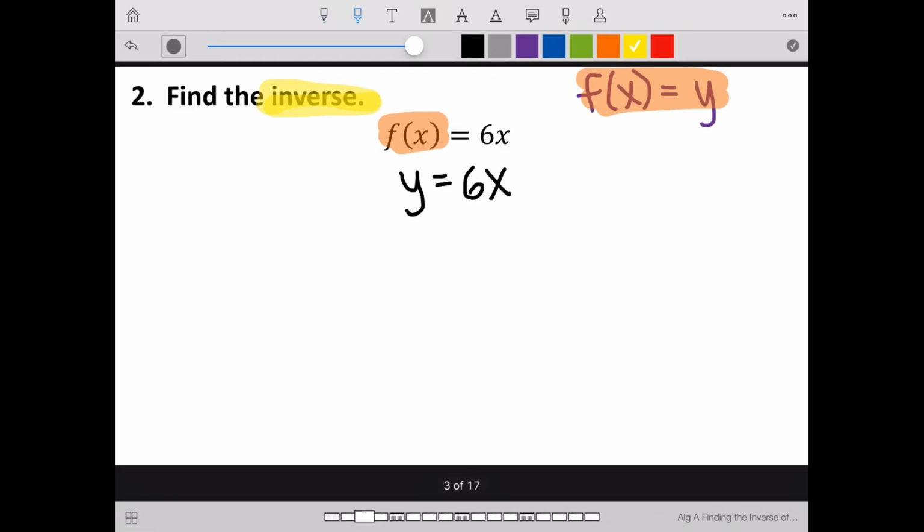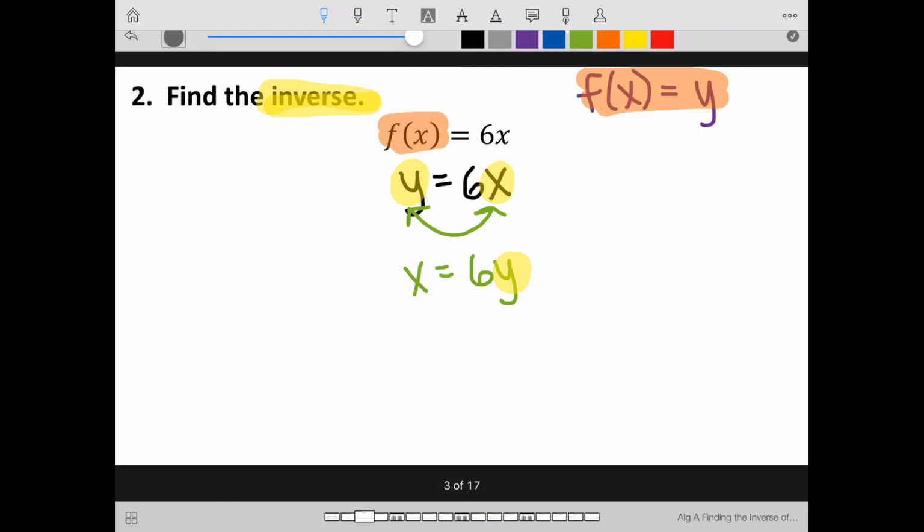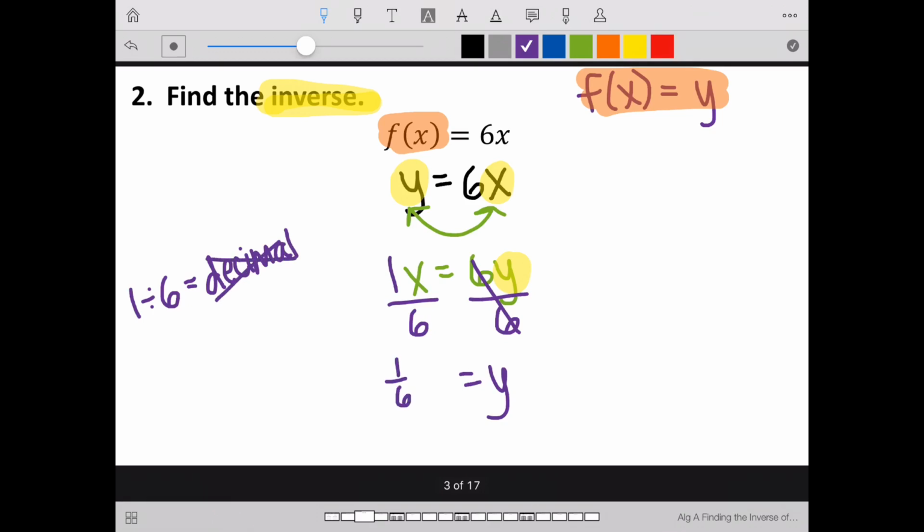Now I can take my x and my y and switch them. So x equals 6y. And now we're going to get the y by itself. So I'm going to divide by 6. Remember, this x has a 1 in front of it. 1 divided by 6 makes a decimal, and we don't like decimals, so I'm just going to leave it 1 over 6x.